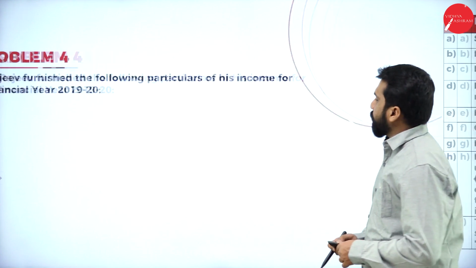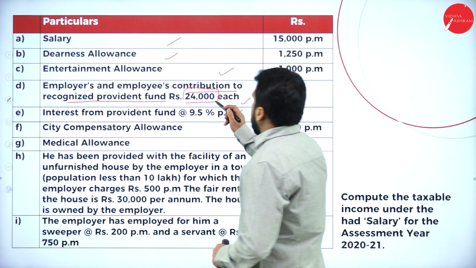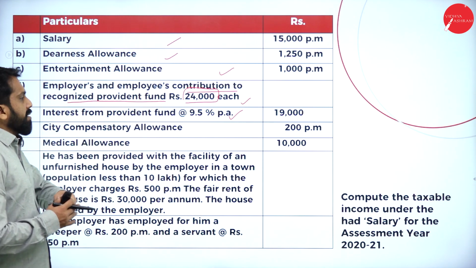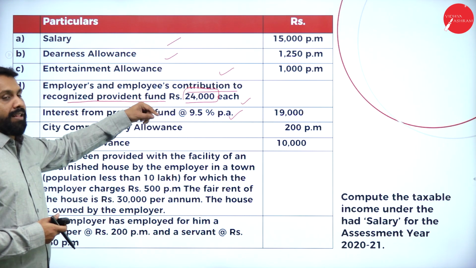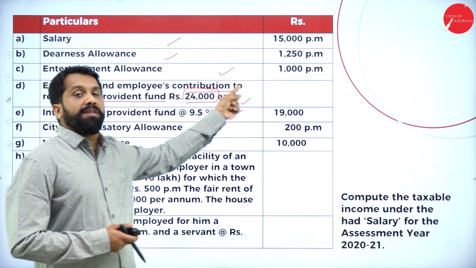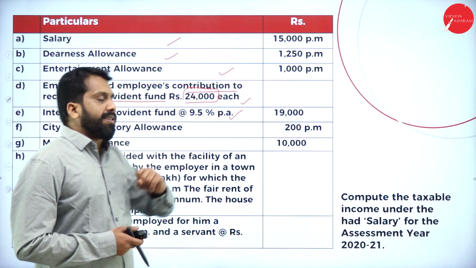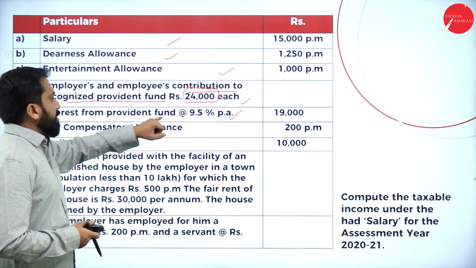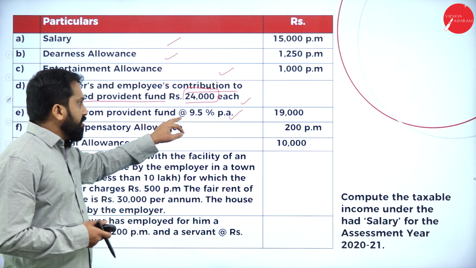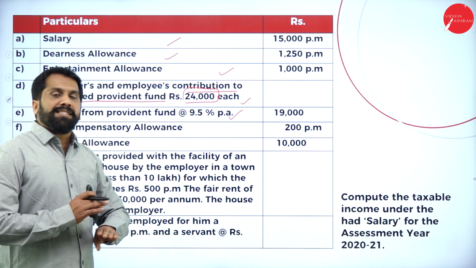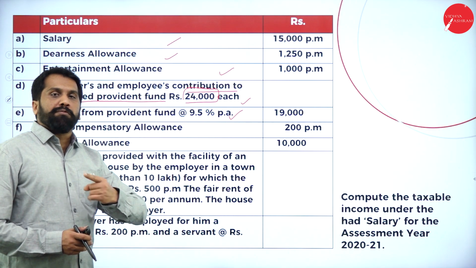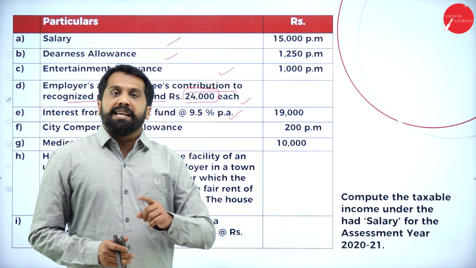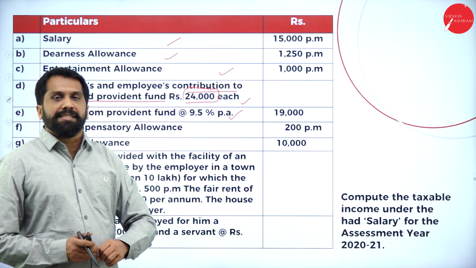Now I'll go back to your question. Regarding your RPF calculation, we have done the concept. Calculation we will do, but you understood the concept. He has contributed 24,000. Later we will see how much percentage he has contributed. We'll check later. Now, interest from Provident Fund 9.5. So what is the limit? 9.5. How much has he been given? 9.5. No tax, nothing. If it is above 9.5, for example, 10%, 0.5 will be taxable. If it is 10.5, 1% is taxable.